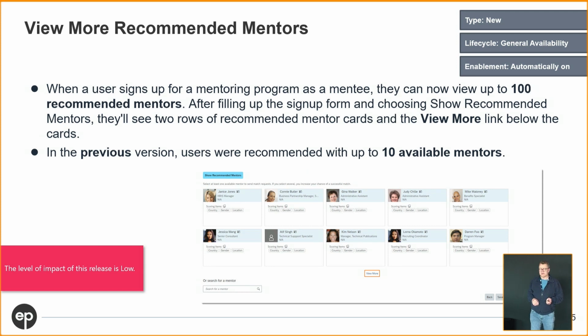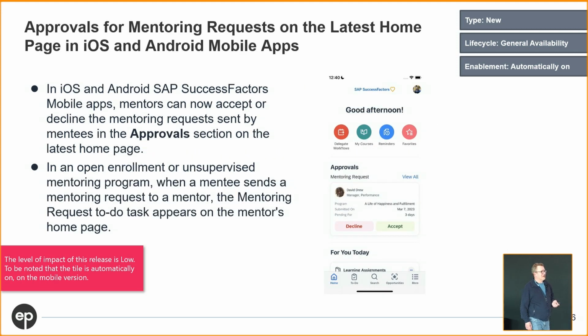And this is also related to the mentoring program. So before you only had 10 available mentors, and then you had to open a new window. Now you can see all up to 100 recommended mentors. I do not think we have any customers with that many, but of course. And that is what I mentioned with the request in the approvals that you have on the new homepage. You also have that in the mobile app.